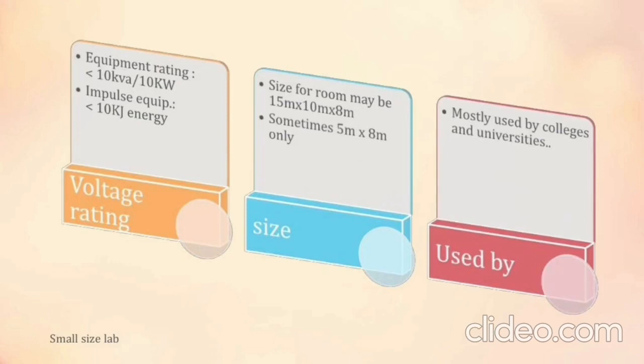Small HV labs are for equipment having rating less than 10 kVA and impulse equipment of less than 10 kJ energy. The size of the room may be 15 meter into 10 meter into 8 meter. Sometimes it may be 5 into 8 meters also. The small size labs are mostly used by colleges and universities for their practical purposes.